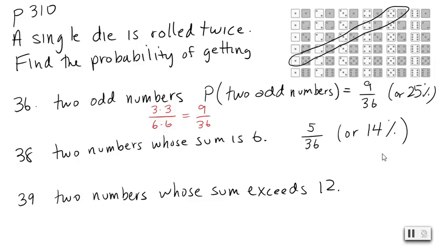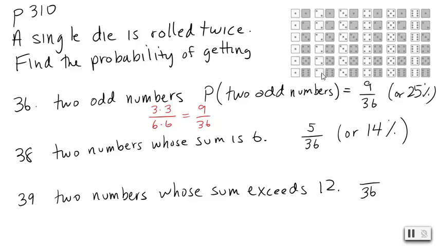Number 39, last one. Find the probability of getting two numbers whose sum exceeds 12. Pause the video and see if you can come up with that. If you're familiar with dice, you probably know what the answer is already. If you're not familiar with dice, let's walk through it. There are 36 total outcomes in the sample space. And how many have a sum that exceeds 12?